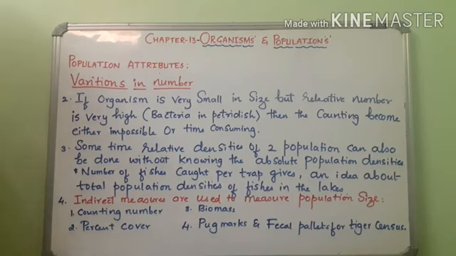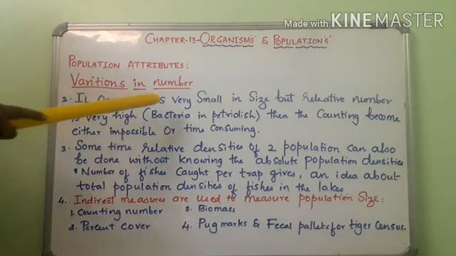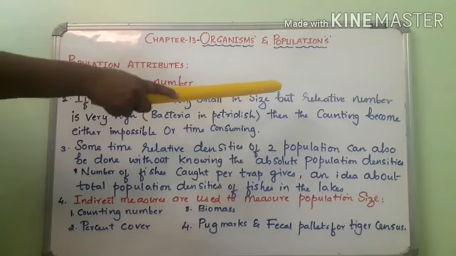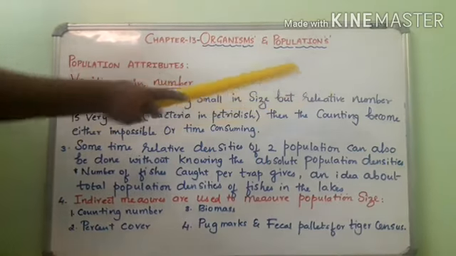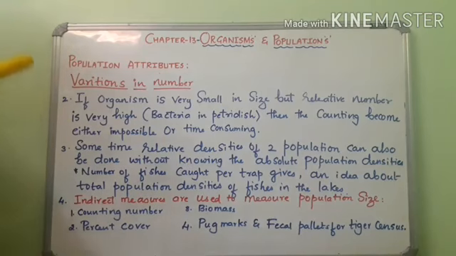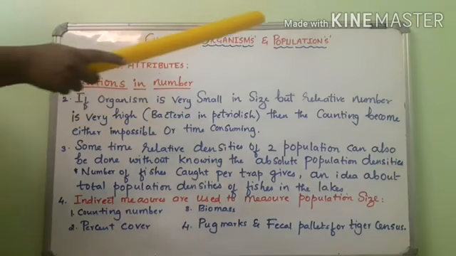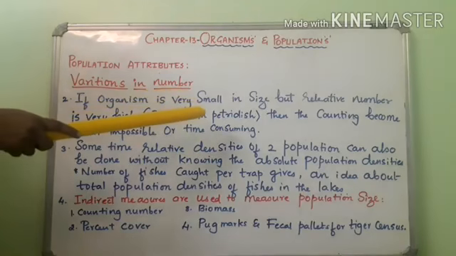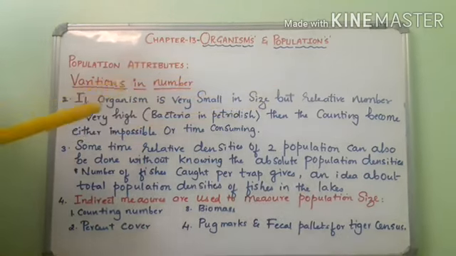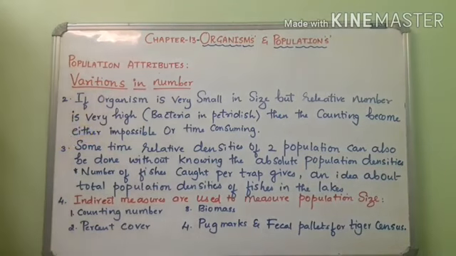The next example is if an organism is very small in size but its relative number is very high, for example bacteria in a Petri dish, then the counting becomes either impossible or time consuming.